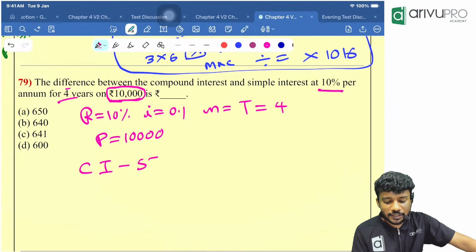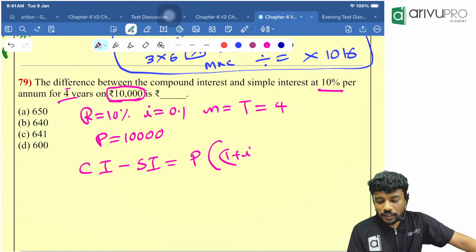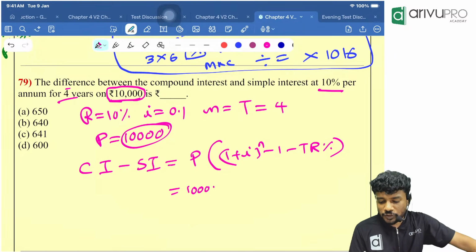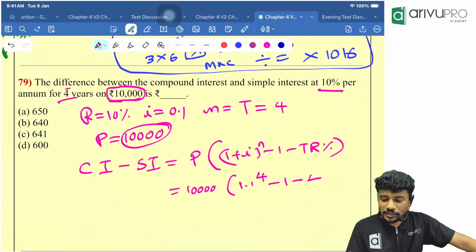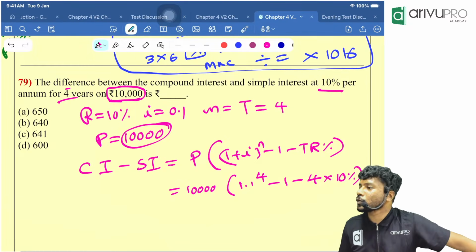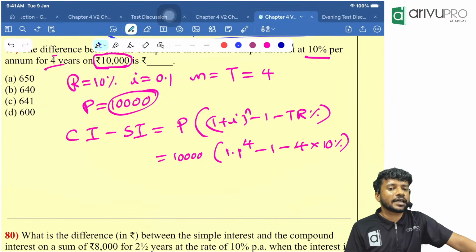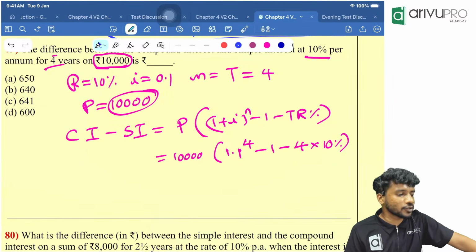CI minus SI is how much, people? What is the formula? P into (1 plus i) the whole power n, minus 1, minus TR percentage. Now tell me, principal is how much? 10,000 into (1.1) the whole power 4 minus 1, minus 4 into 10 percentage. Get me the answer, people. You can do it. Use your calculator. You will get the answer without approximation, you should do it.